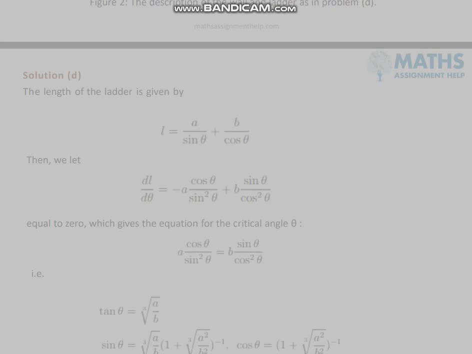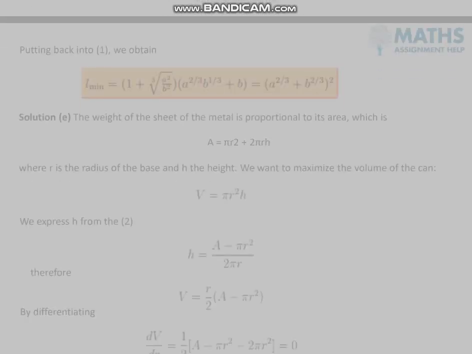Figure 2, the description of the wall and ladder as in problem D. Solution D. The length of the ladder is given by... Then we set it equal to 0, which gives the equation for the critical angle theta. Putting back into 1, we obtain.